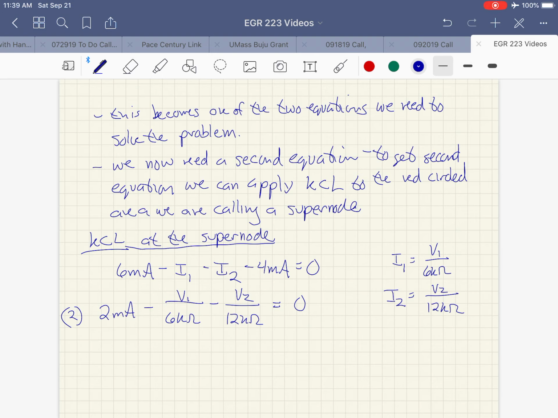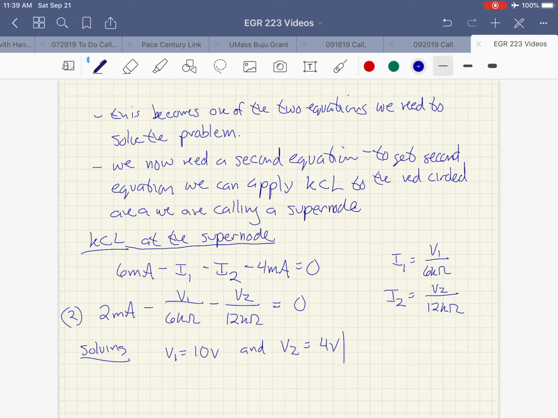Now we've got 2 equations and 2 unknowns, V1 and V2. We can solve them simultaneously. I'll let you work on that, using the method of your choice. You should get V1 is a plus 10 volts, again with reference to the ground we've drawn there, our reference node, and V2 is equal to 4 volts.